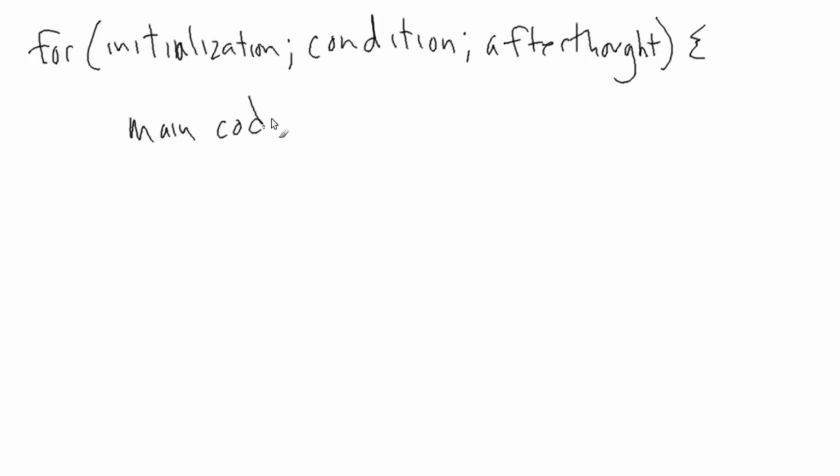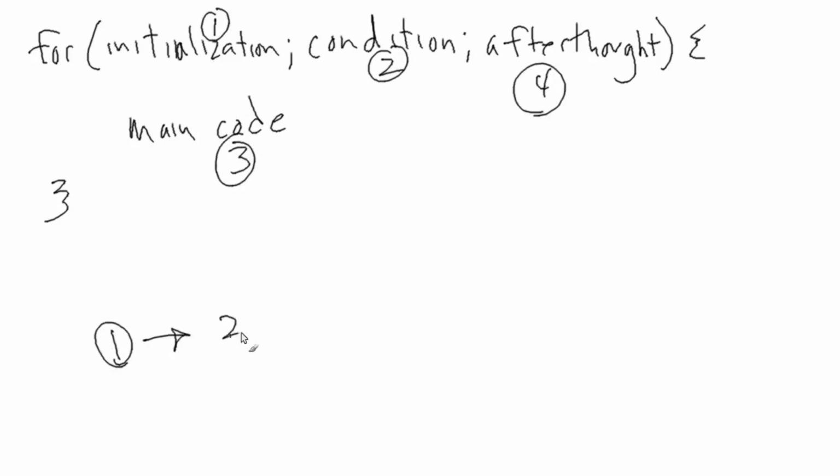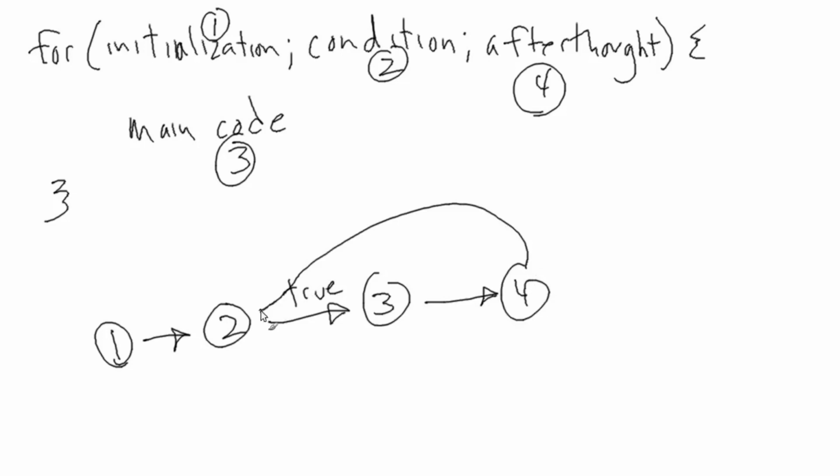The initialization is executed at the start of the first execution of the loop. The condition is checked before each iteration. If it evaluates to true, the code in the main body of the for loop is run. When that's done, the afterthought block is run. The condition is then checked again, and that cycle continues until the condition evaluates to false, in which case the for loop exits.